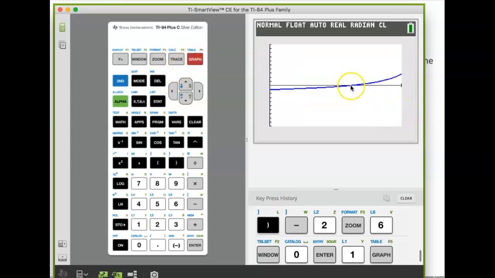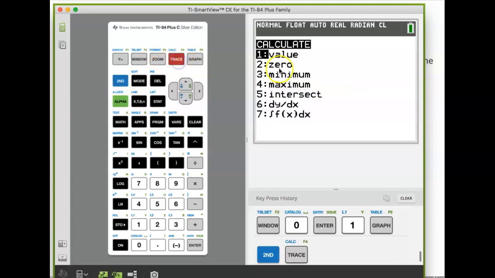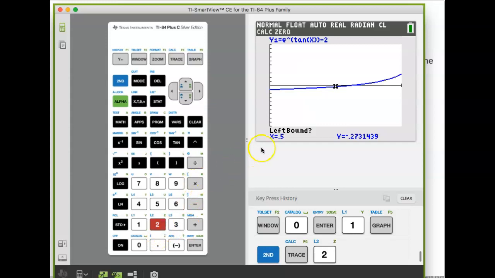Okay, that's the point I'm looking for, where it crosses the x-axis. The first thing I have to do is find that point. So we can do that in the calc menu. We'll just do second calc, and that's called a 0, where it crosses the x-axis. So I'm going to choose that option.